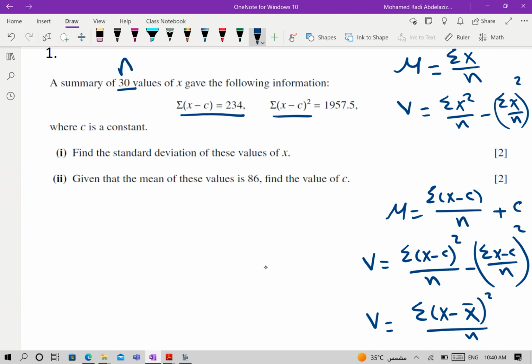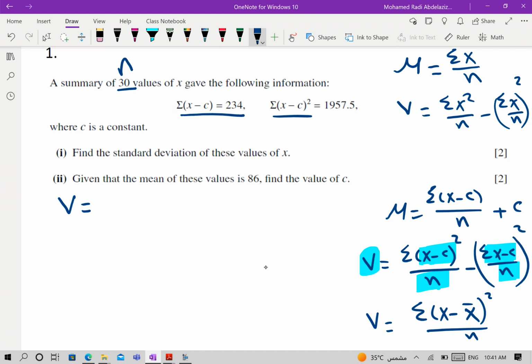By looking at the formula of variance, look at the variance. All the information is given. It's given c, it's given n, and the sums of x minus c. So you can find what? The variance, right? If you read part A, he asked to find the standard deviation for the values of x, which is what? Square root of variance. I just substitute in this formula.